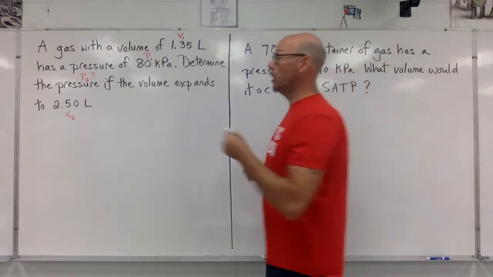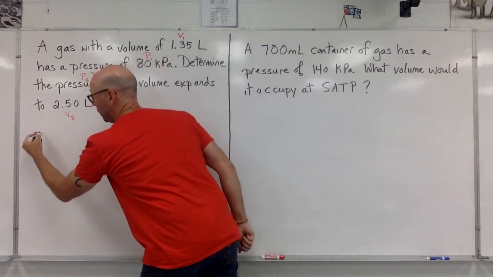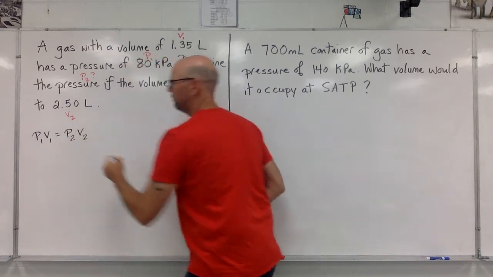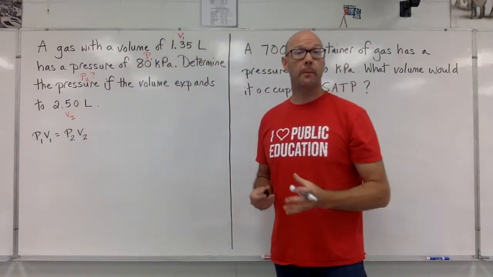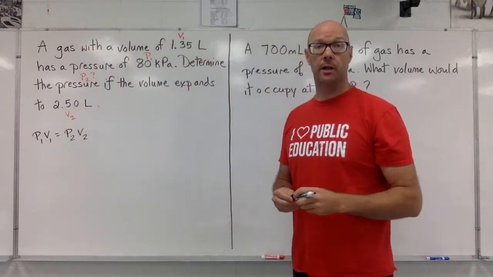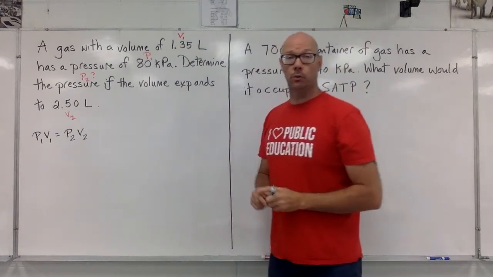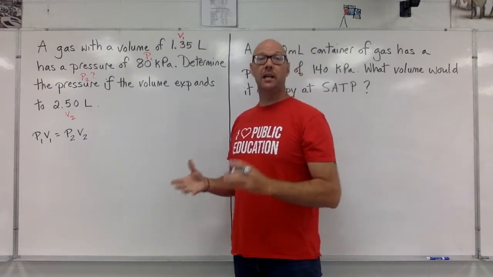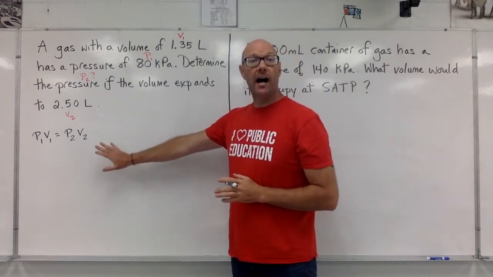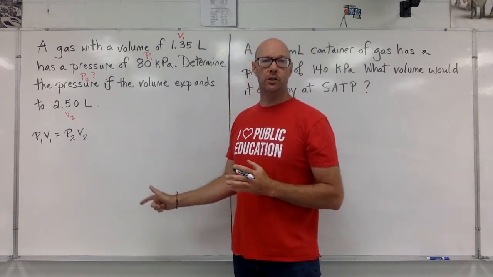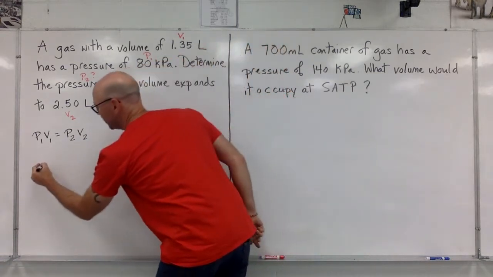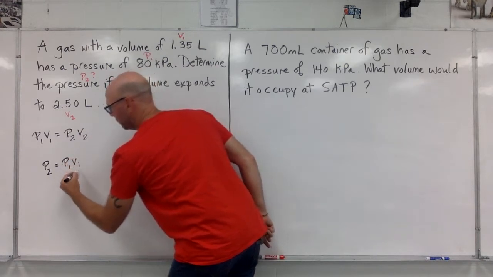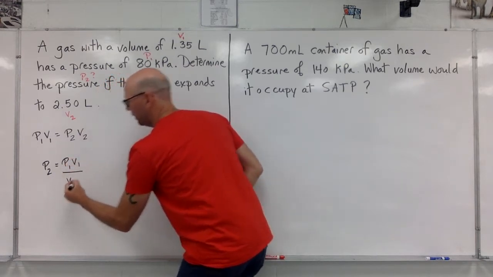It might be your style to put the formula down. P1 V1 equals P2 V2. You don't have to do that, but it might help you to feel organized. And we're looking for P2. We have this equation, we need to manipulate it. In order to isolate P2, we need to divide both sides by V2. That's going to give us P2 is P1 V1 over V2.